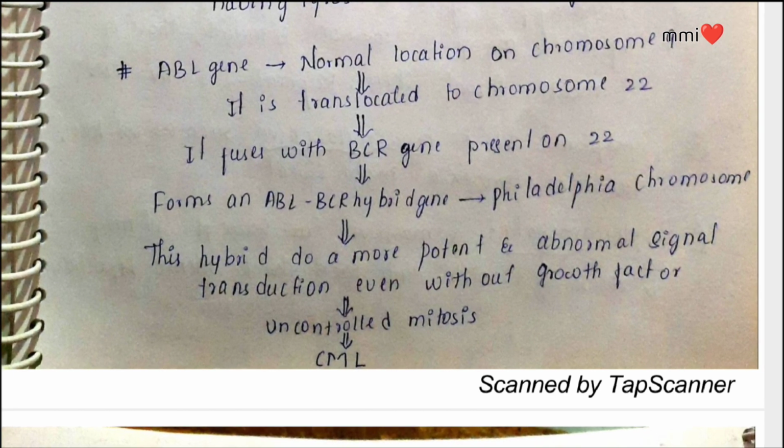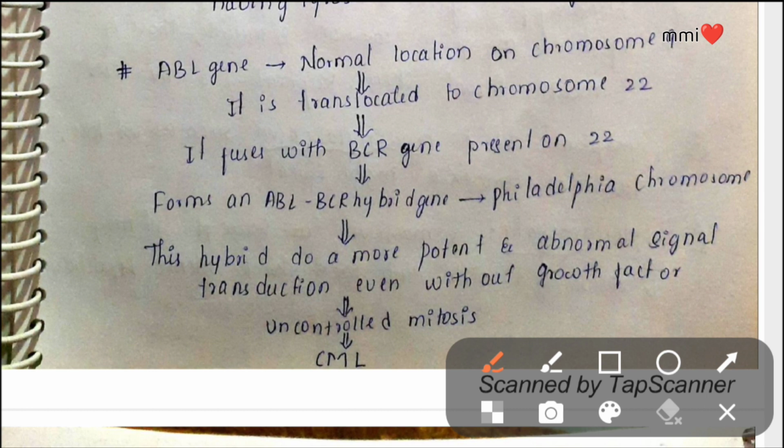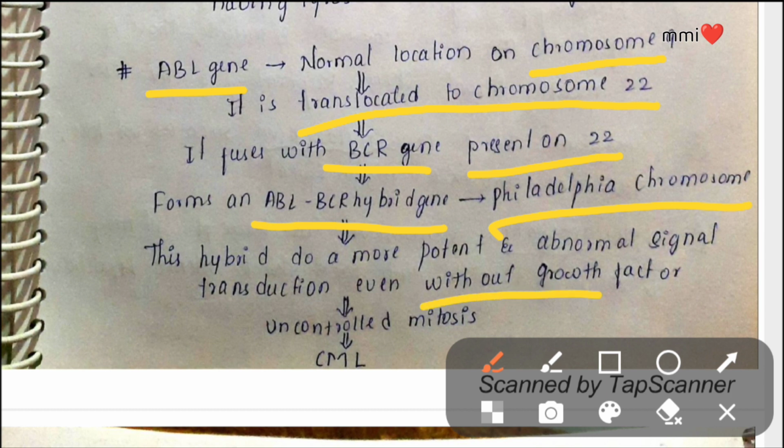First, the ABL gene. Its normal location is on chromosome number 9. It translocates to chromosome number 22, where it combines with the BCR gene, which is present on chromosome number 22, and forms the ABL-BCR hybrid gene, which is also known as the Philadelphia chromosome. This hybrid does a more potent abnormal signal transduction even without growth factors. They do not require growth factors, but still there is uncontrolled mitosis of the cells, leading to chronic myeloid leukemia.